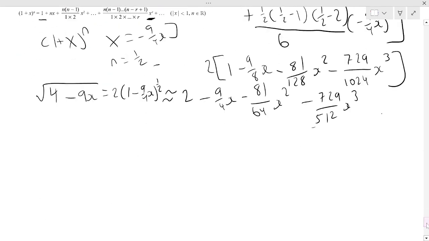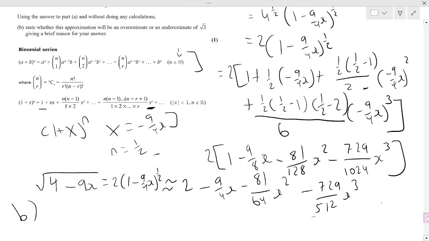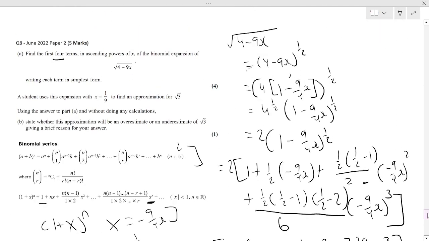But yeah, cool. So then part B. So what's part B saying? It says a student uses his expansion with x is 1 over 9 to find an approximation for root 3. That's a fairly common thing, right? Again, to substitute it to get an approximation for something. Then it says using part A without doing any calculations, state whether the approximation would be an overestimate or underestimate for root 3. Give a brief reason for the answer.